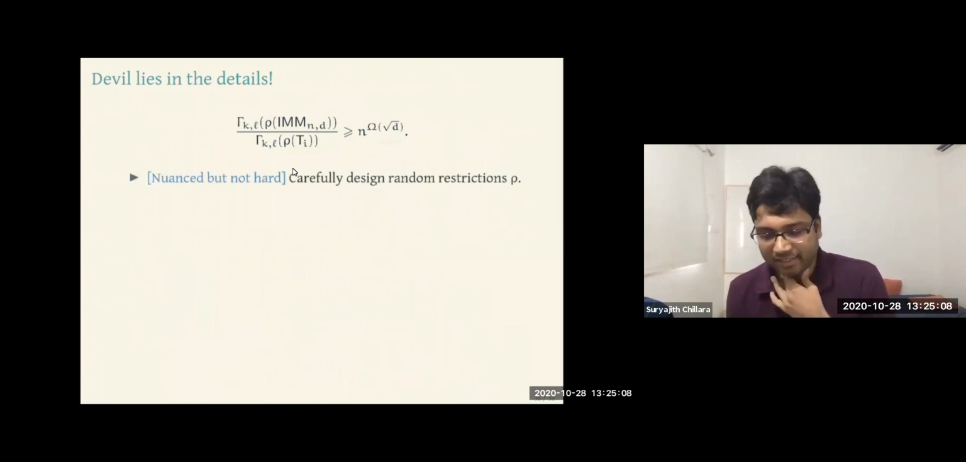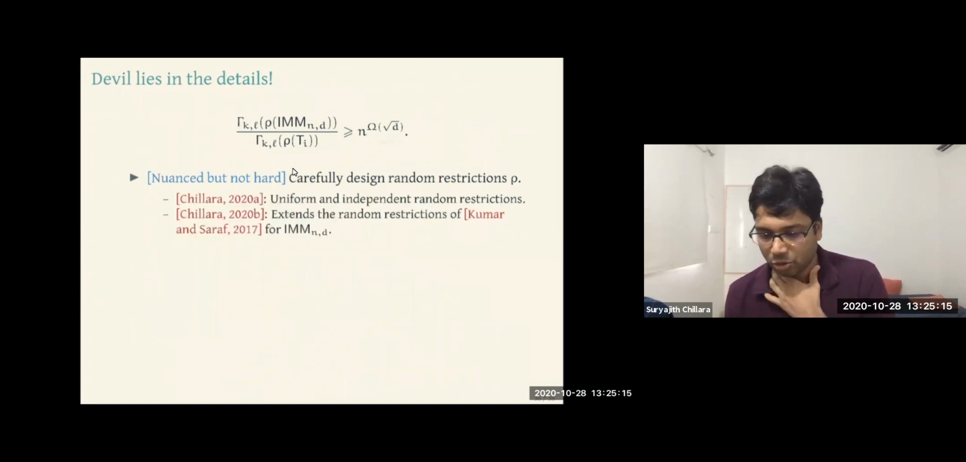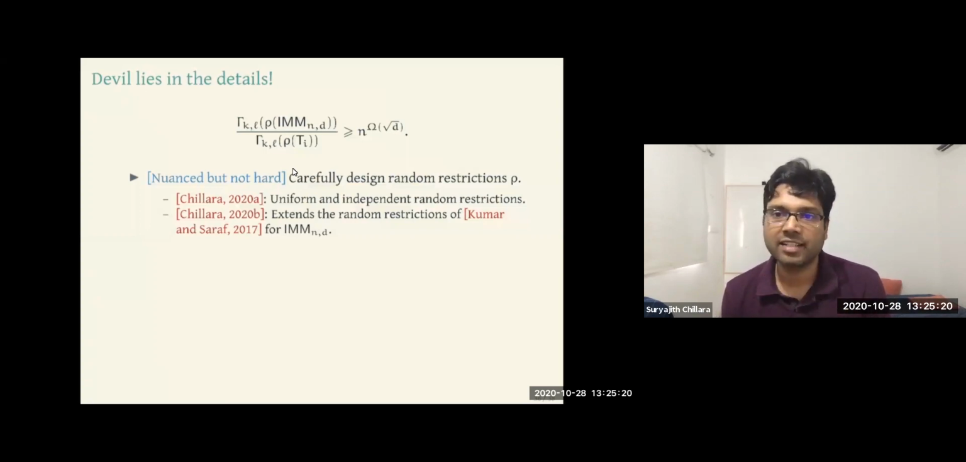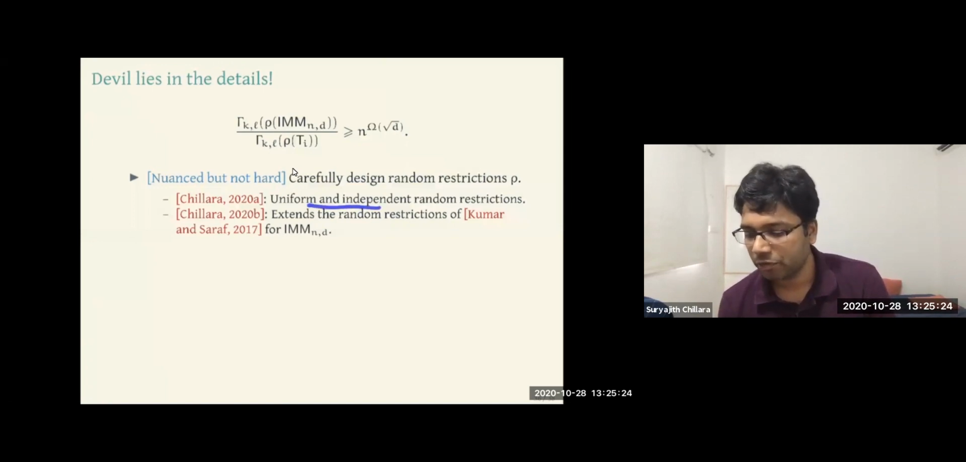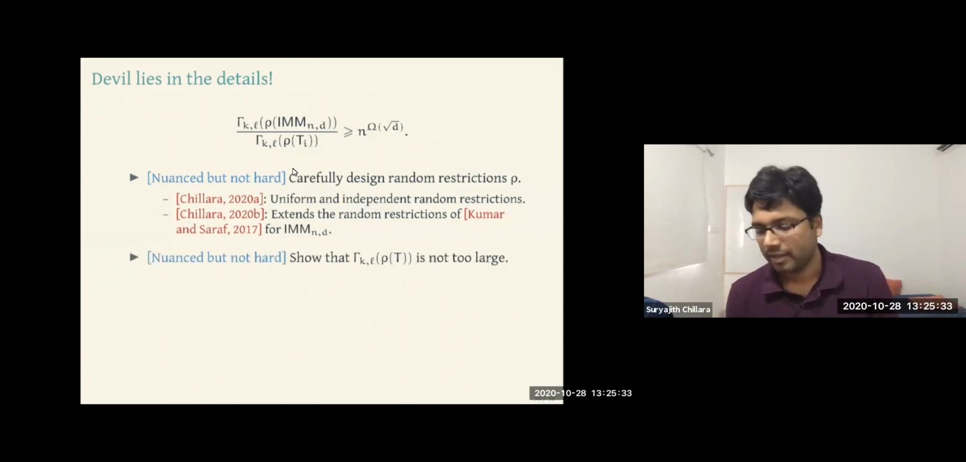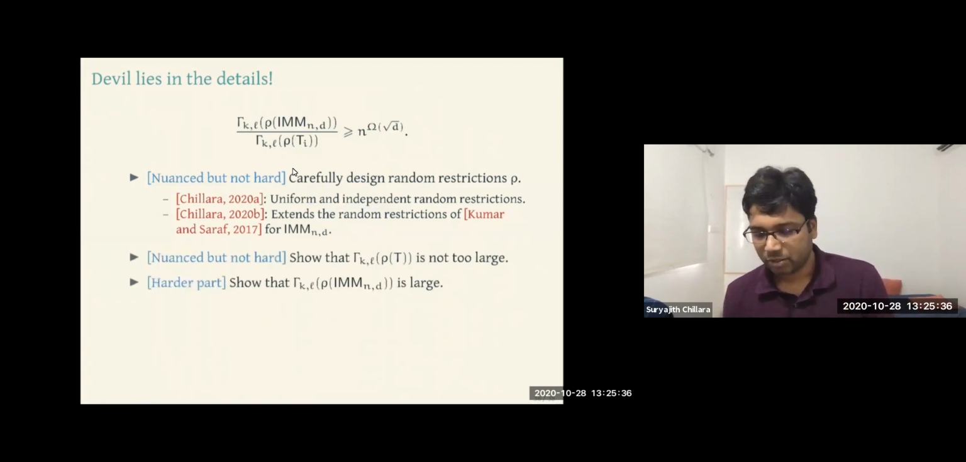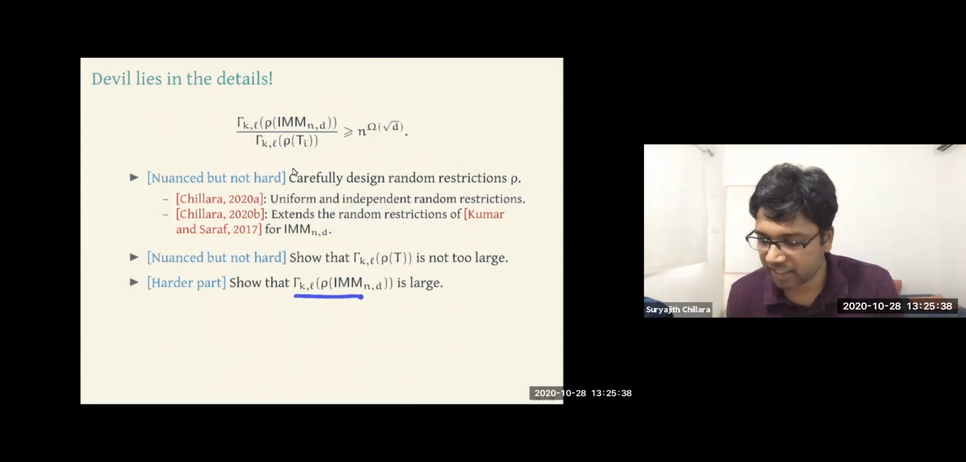Again, as I said, this is very new; designing random restrictions is not too hard. In the first case, we do the analysis for both results, and result 1 and result 2 are different. In the first case, we use uniform and independent random restrictions, which did not help us go beyond what was proven. Then we use random restrictions which are extensions of Kumar and Saraf.